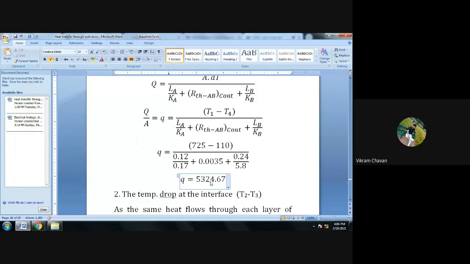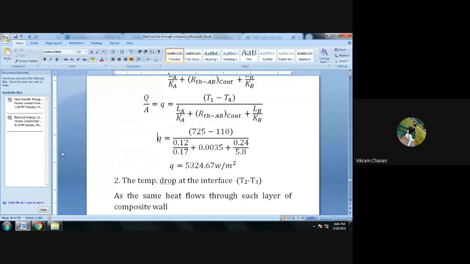It is equal to 5324.67, and its unit will be watt per meter square. Okay, watt per meter square. Check whether you are getting the same answer. Everybody calculated?